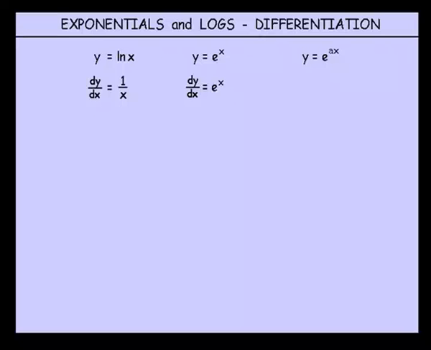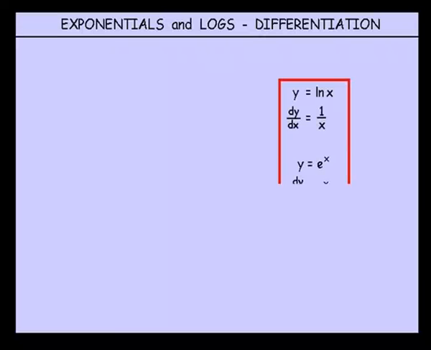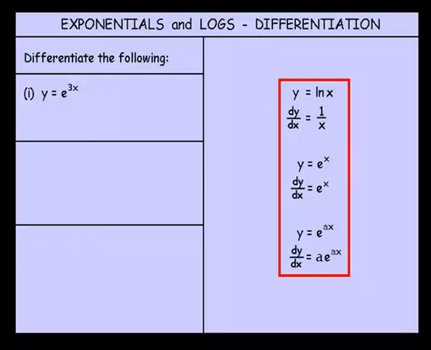If y equals e to the ax, then its derivative, dy dx, equals a multiplied by e to the ax. Very good. So those are three different results. We'll just write them down in a box here, and we'll keep them highlighted to look at our first few examples. We're asked to differentiate, firstly, y equals e to the power of 3x.